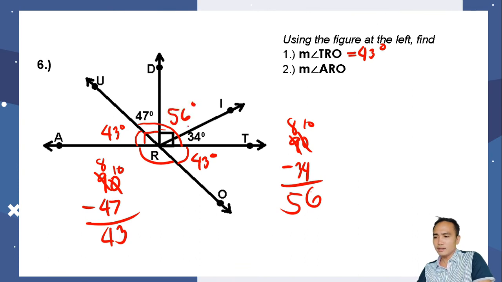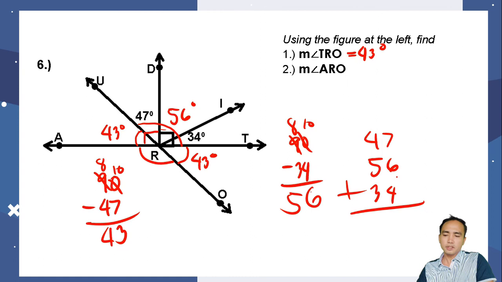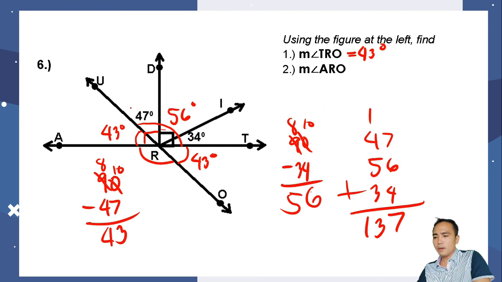Okay, so just add these three angles, 47 plus 56 plus 34. 7 plus 6 is 13, 13 plus 4 is 17, carry 1, is 5, 10, 13. Okay, so we have 137 degrees. Okay, the total measure of these three angles is equal to 137 degrees. Therefore, the measure of angle ARO is also equal to 137 degrees because they are vertical angles. Okay.